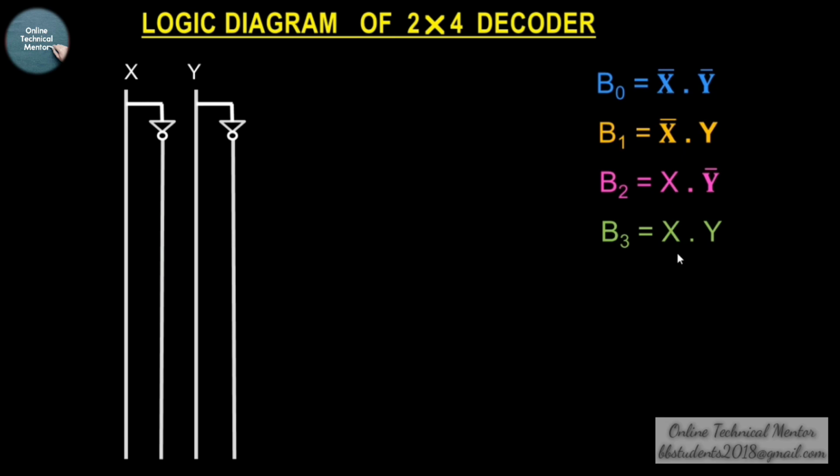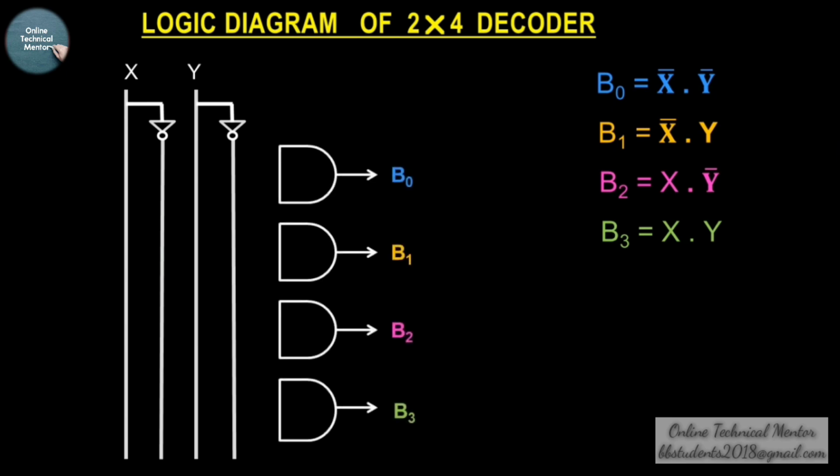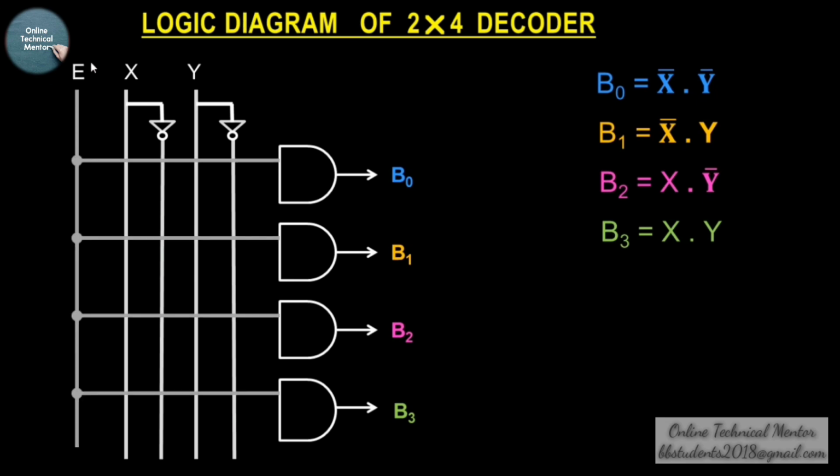And all these 4 expressions have an AND gate. So you have to draw 4 AND gates in the 2x4 decoder. Now, as I have already shown you, a decoder circuit may have an enable line. That means when this enable line is high, all the AND gates will be in an active state and will give the output according to the XY input. But when the enable line is low, all the AND gates will produce 0 as output, because if any one of the inputs of an AND gate becomes 0, the output will be in a 0 state.